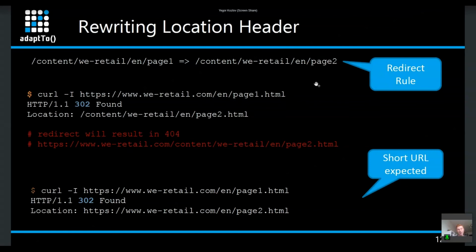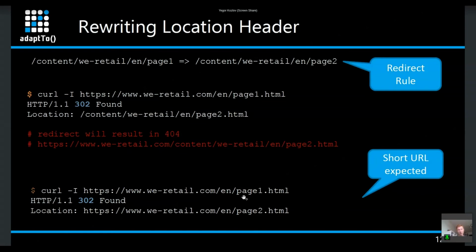For example, in a hypothetical wretail.com site, if we have a redirect rule which redirects page 1 to page 2, and a request to page 1 goes to AEM, the tool will intercept it and return full JCR path in the location header. This will result in 404 in subsequent request because dispatcher will not accept it. Dispatcher only accepts shortened domain URL.